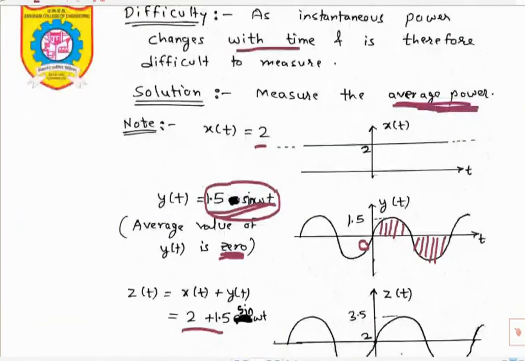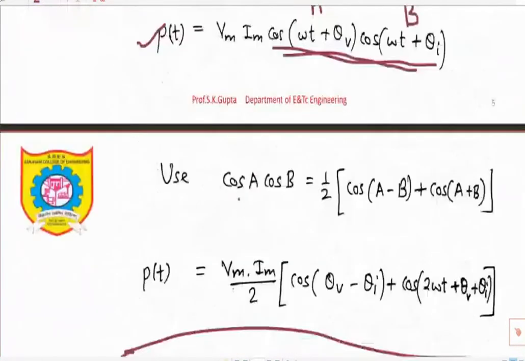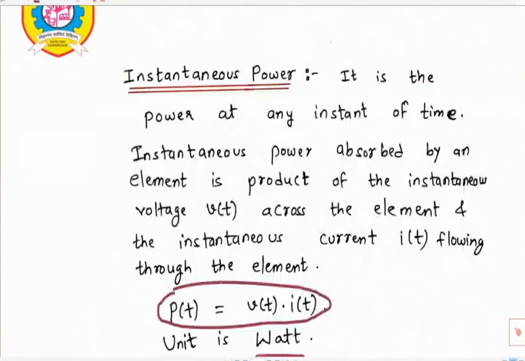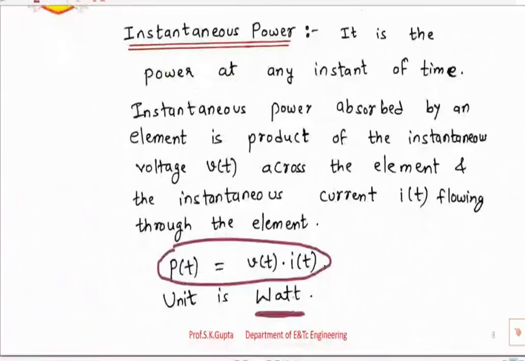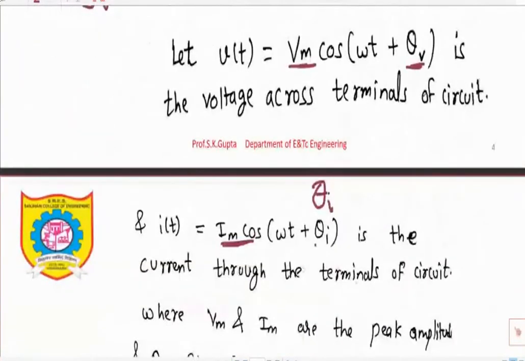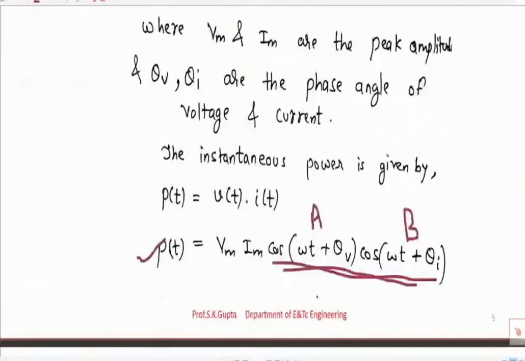Okay. So quickly we will see how to go for the instantaneous power. First of all, if the question is write a short note on instantaneous power, what will you do? First you can write the mathematical equation P of t equal to V of t into I of t. Then you can define it: instantaneous power is the product of instantaneous voltage across the element and instantaneous current flowing through the element. Next you can consider one sinusoidal source which is providing voltage and current to the circuit elements. Then you can define V of t as Vm cos of omega t plus theta v and I of t as Im cos of omega t plus theta I. Then take the product, use the cos A cos B formula.